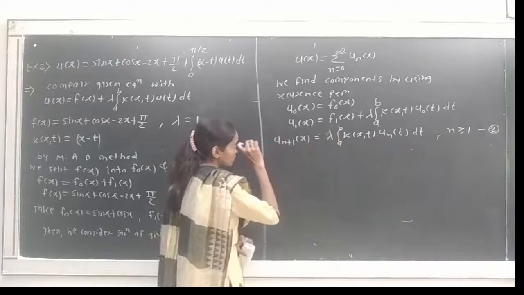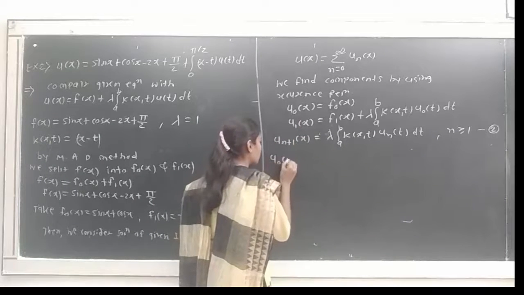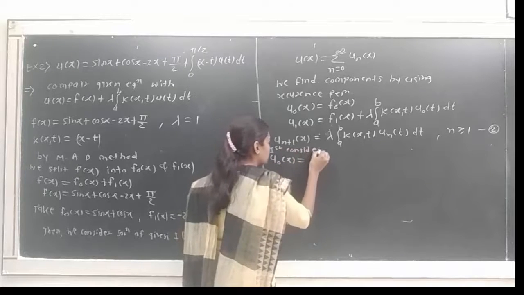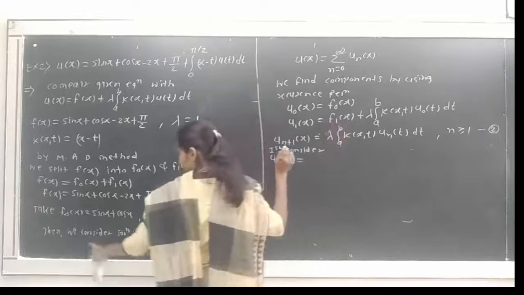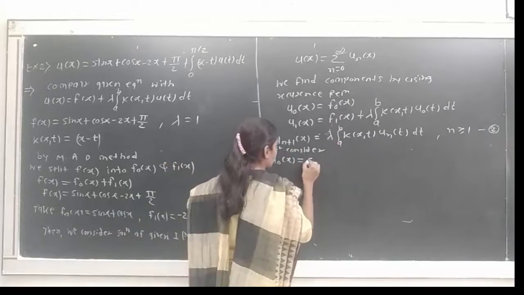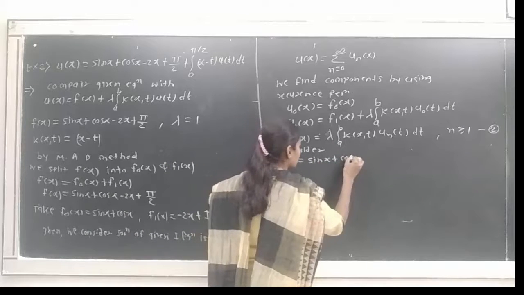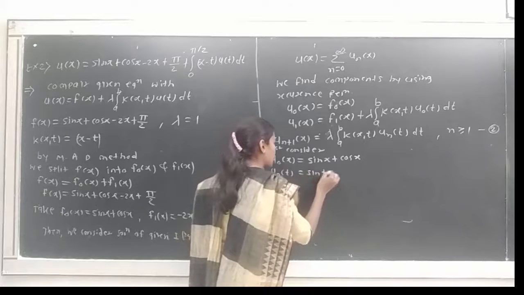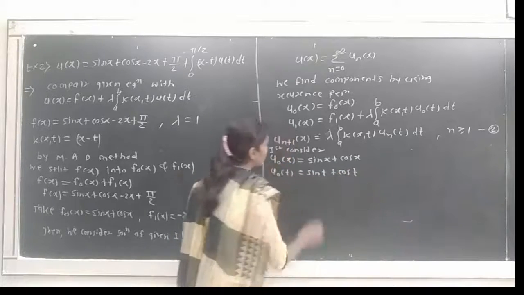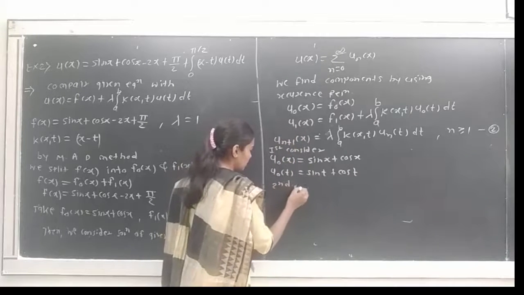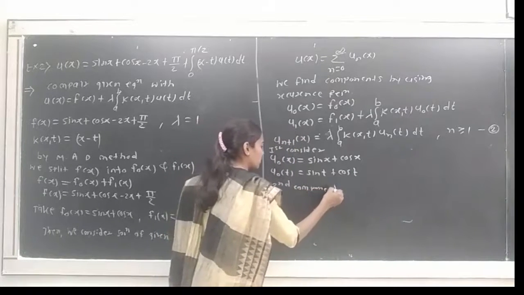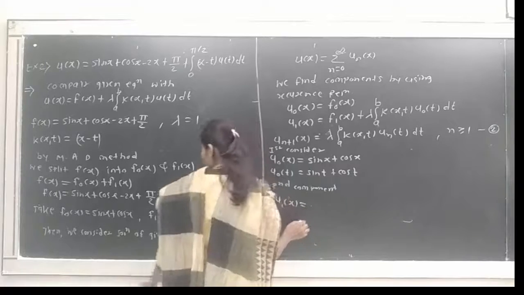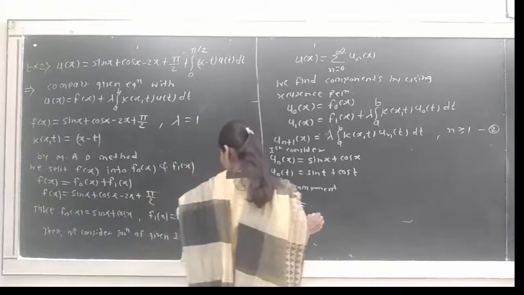Here first we consider u0 of x is equal to f0 of x. f0 of x we consider sin x plus cos x. So u0 of x is equal to sin x plus cos x. Then u0 of t is equal to sin t plus cos t. Then we find the second component, that is u1 of x is equal to f1 of x. f1 of x we consider minus 2x plus pi by 2.